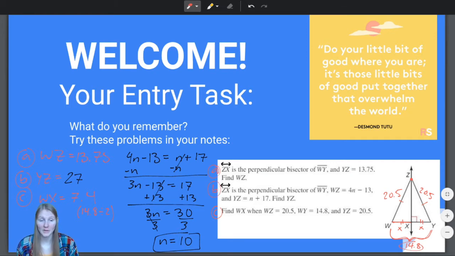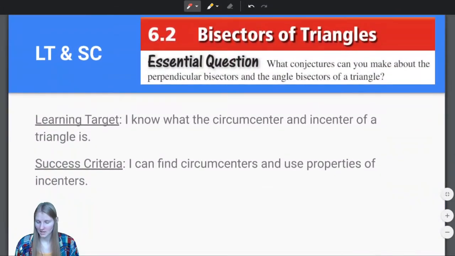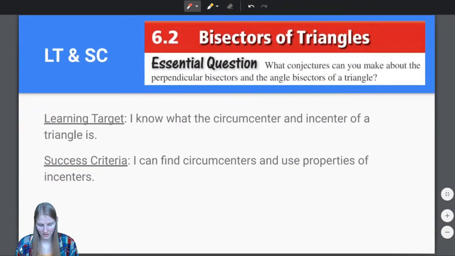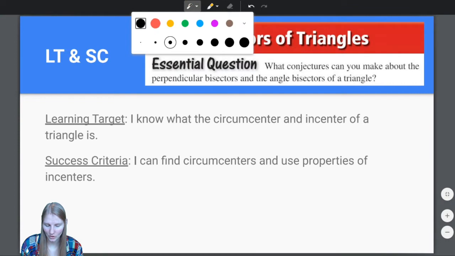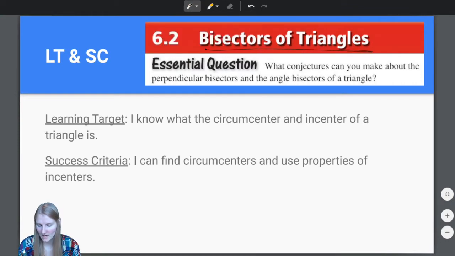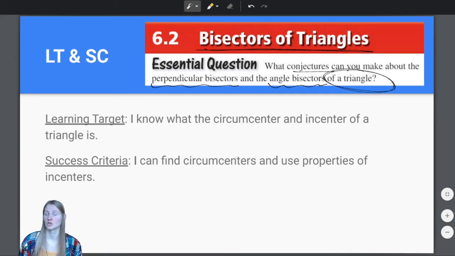Now, let's see what we have for today. Today we are continuing with chapter 6. We are in 6.2 now, talking about bisectors of triangles. So now we're throwing triangles into the mix. What conjectures can you make about the perpendicular bisectors and the angle bisectors of a triangle? We're still working with the perpendicular bisectors and angle bisectors from 6.1, but now we're adding triangles into the mix.